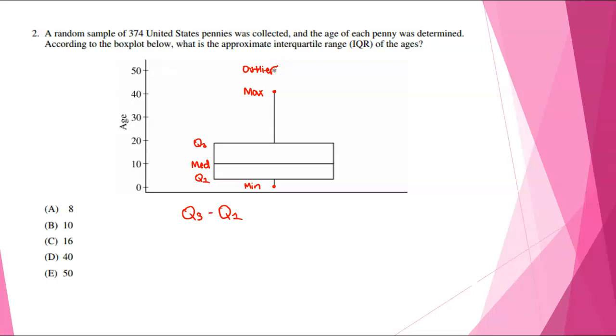So if we want to estimate our IQR, I'm going to look at Q3 and go straight across. I'm going to say Q3 is about 19, minus, and then I'm going to do the same thing for Q1. I'm going to say Q1 is about 4. So 19 minus 4 gives me 15. The approximate IQR that's closest to 15 from my answer choices would be C, which is 16.